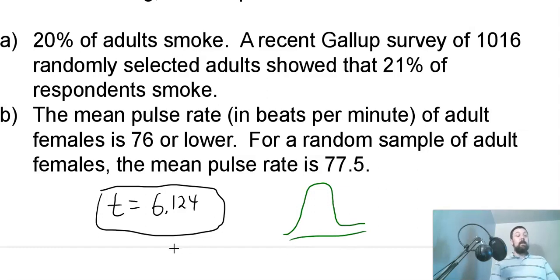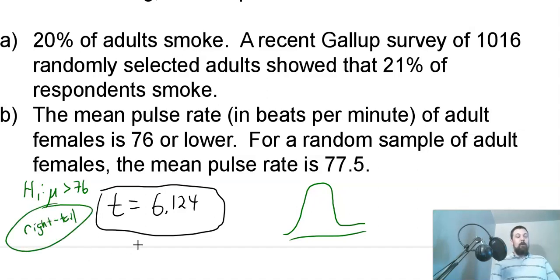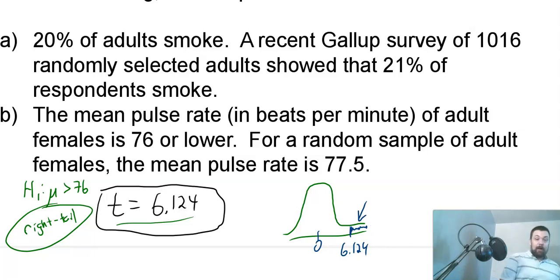The other thing we have to know is, was it a left tail, right tail, or two-tail test? Remember, the alternative hypothesis was that mu was greater than 76, which means this is a right tail test. So for the p-value, we want to find the area to the right of 6.124, which is the direction you would expect because this number is positive, in the right tail. 0 is in the middle. We want to find the area in the right tail, the area to the right of 6.124. That's probably the best way to say it.